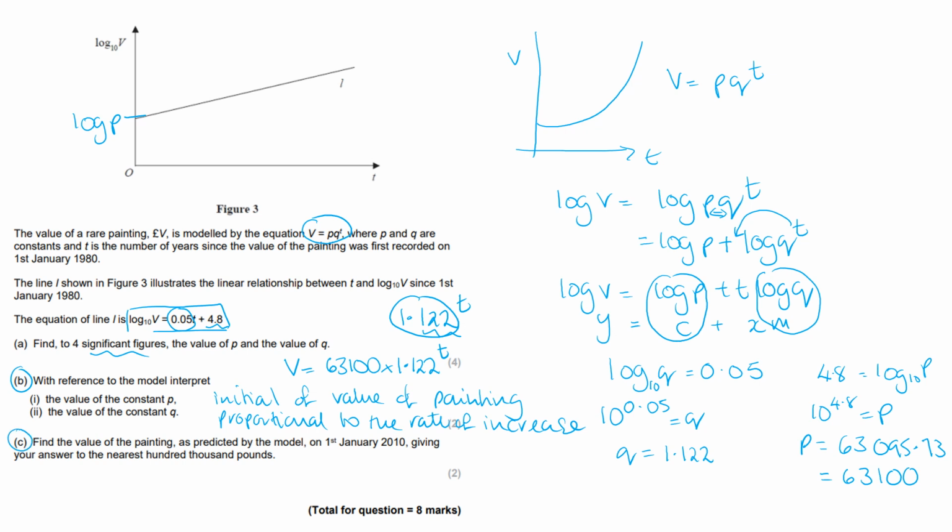In part C, find the value of the painting as predicted by the model on the 1st of January in 2010. So we've got it in 1980, so we need to calculate how many years later. That will be when T is equal to 30. So we just feed that in. V is going to be 63100 times 1.122 to the 30, and that gives us a value of 30 years later, 1994412. So that is going to be 2 million.